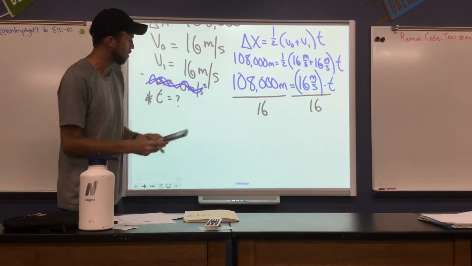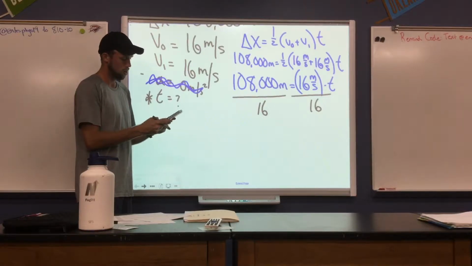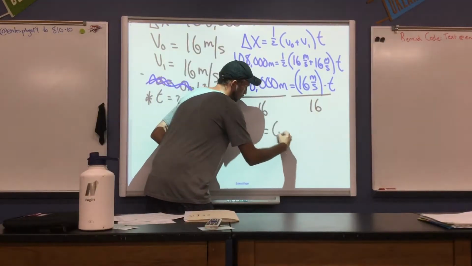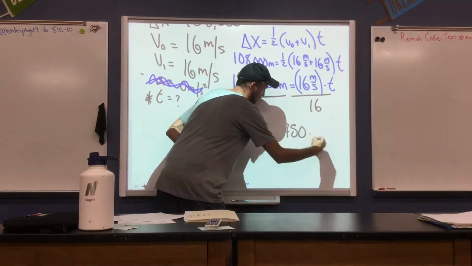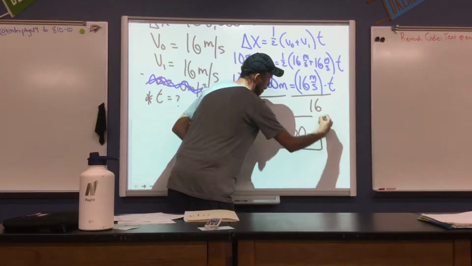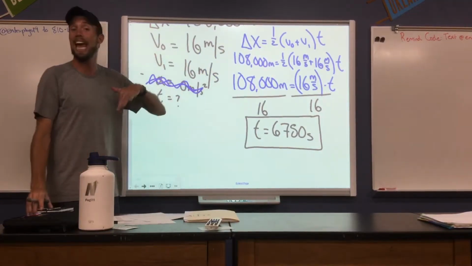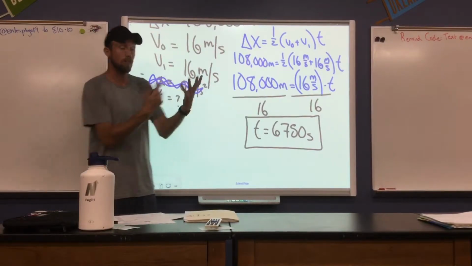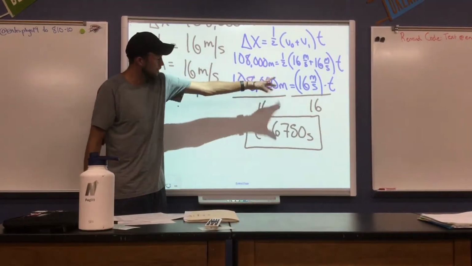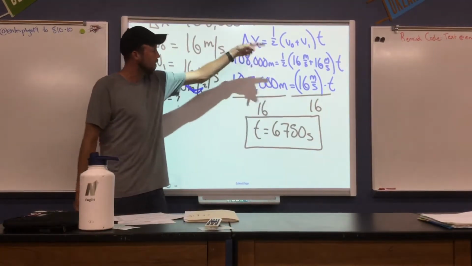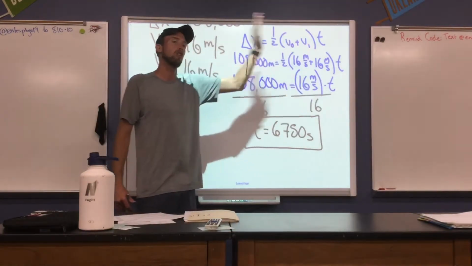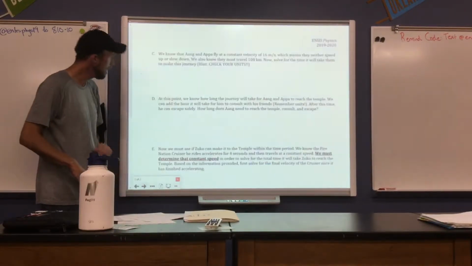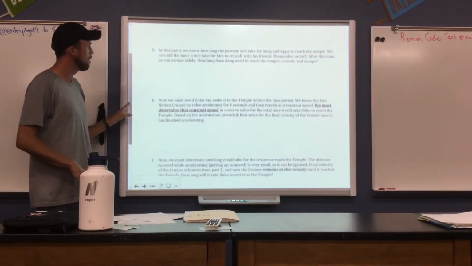So 108,000 divided by 16 gives us a time value of 6,750 seconds. That is how much time it would take Aang to arrive. Now, the reason we know our time value is in seconds is because of the units that are in our equation. Distances or displacements in meters, velocities meters per second. So the resulting answer we should have for time should be in seconds. Now, we'll scroll over to the other parts of our problem.